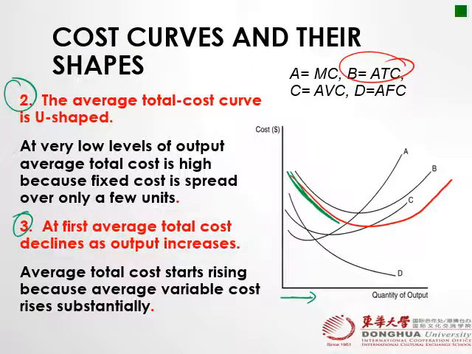The second point that we learned from our chapter cost of production is that the average total cost curve is U-shaped, right? If you see number B, which is average total cost, it is U-shaped, which means at a very low level of output, the average total cost is decreasing, right? Which is number 3. At first, average total cost declines as output increases. So when you start increasing the output at low levels of output, average total cost decreases, right?